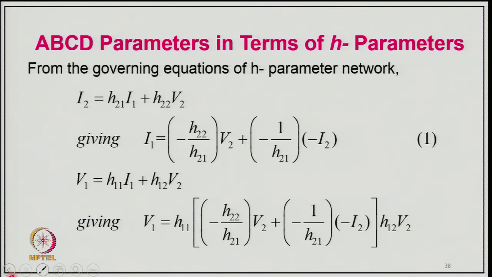Now, coming to the ABCD parameters in terms of H parameters. From the governing equation of the H parameters we can write I2 = H21 I1 + H22 V2, and from this equation we can write I1 = minus H22/H21 into V2 plus minus 1/H21 into minus I2. From the other equation, V1 = H11 I1 + H12 V2, we can write V1 = H11 in bracket minus H22/H21 into V2 plus in bracket minus 1/H21 into minus I2, then plus H12 into V2.